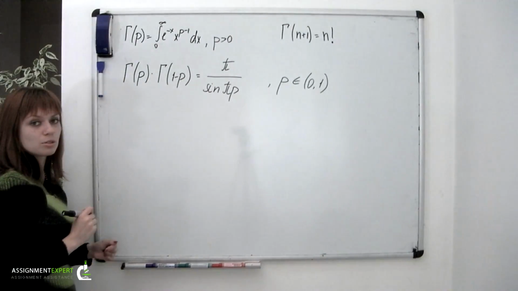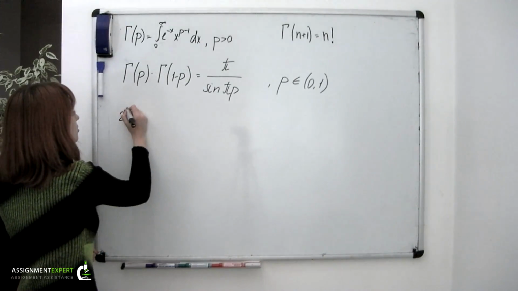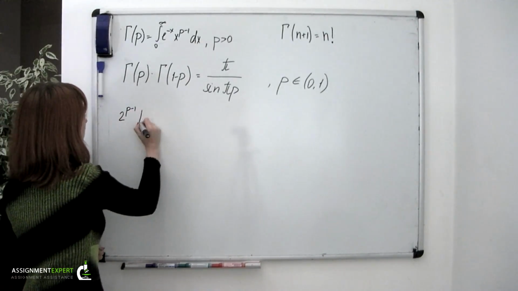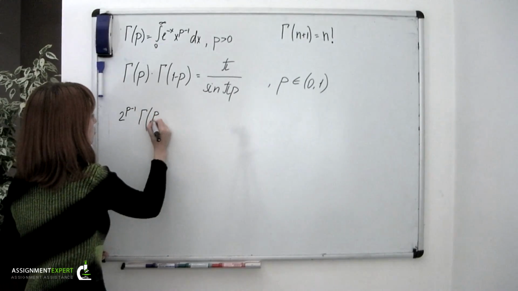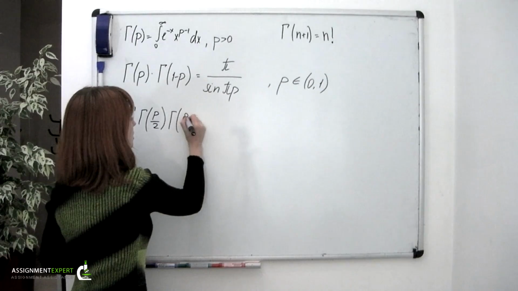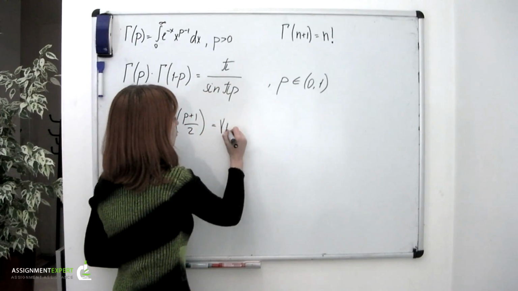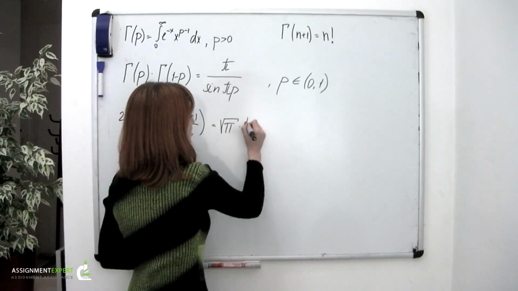Then there is a so-called duplication formula, which goes like this. 2 to the power of p minus 1 times gamma of p over 2 times gamma of (p plus 1) over 2 equals square root of pi times gamma of p.